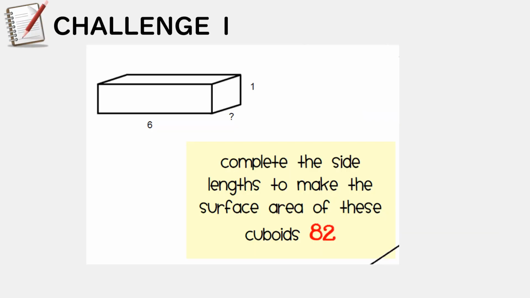Okay, so a final challenge for any of you who are wanting a little bit of a trickier problem. We've got that cuboid here, and you need to tell me what this missing length is, so that when you add up all the sides and find the surface area, your answer is 82. So pause the video now and have a go at that.